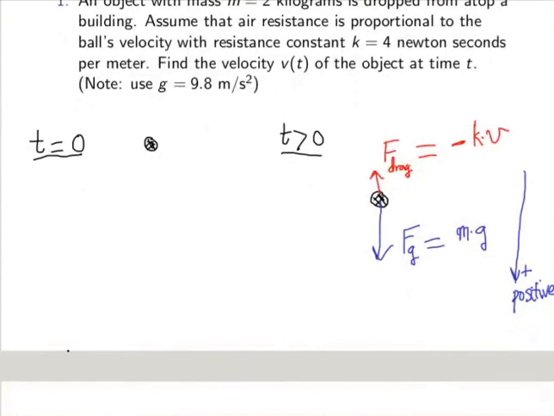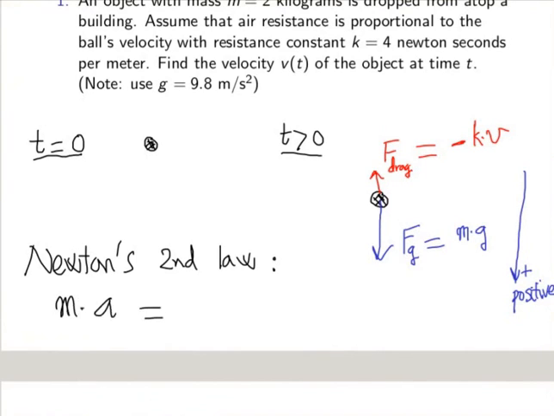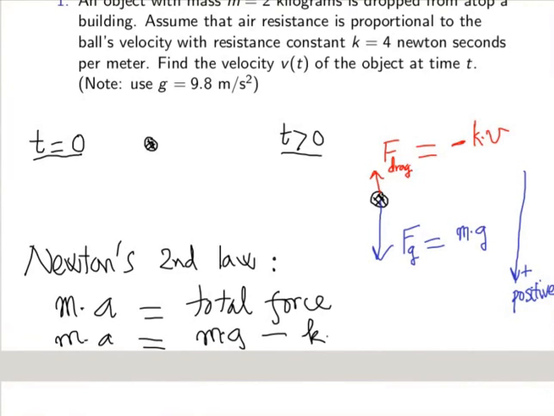And then we have Newton's second law, which says that m times acceleration is the total force acting on the object. So we may rewrite that: m times a equal to, we have two forces here, mg and then minus kv. We are given the values of m and k and g, but we will use those later.